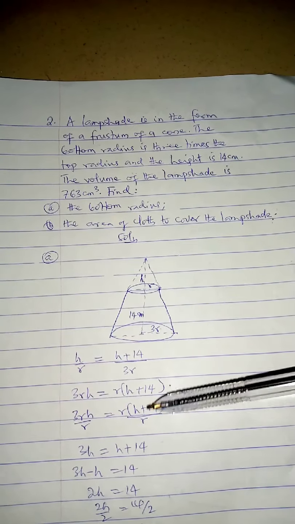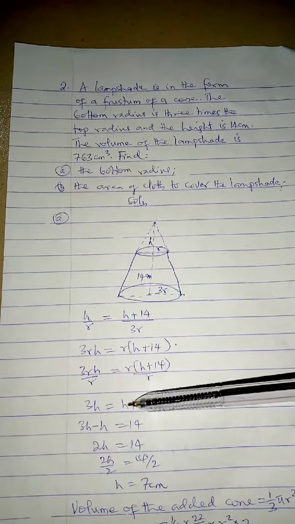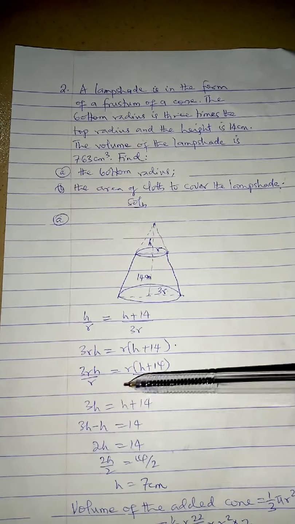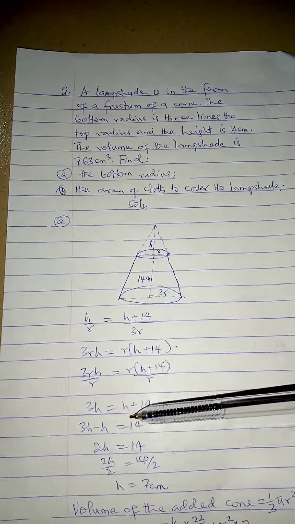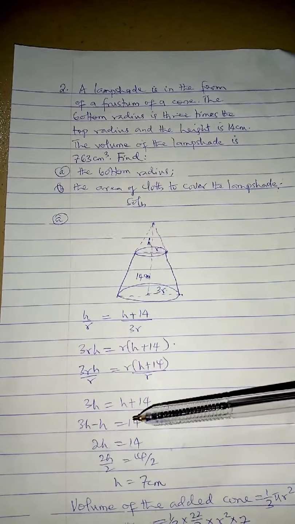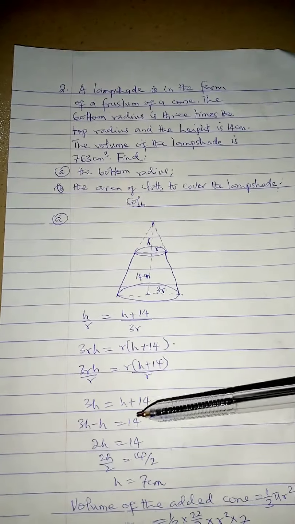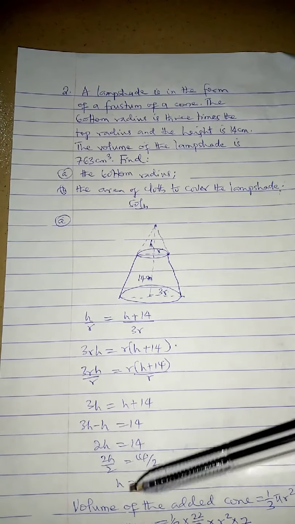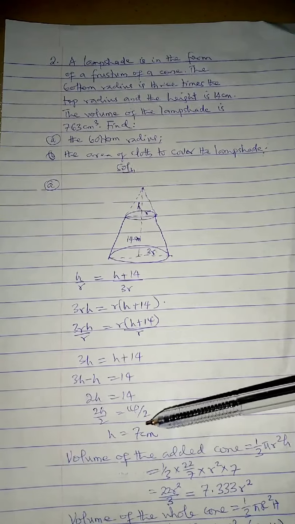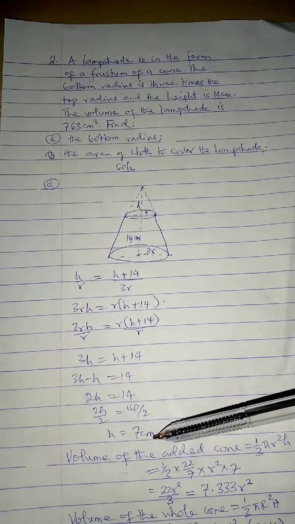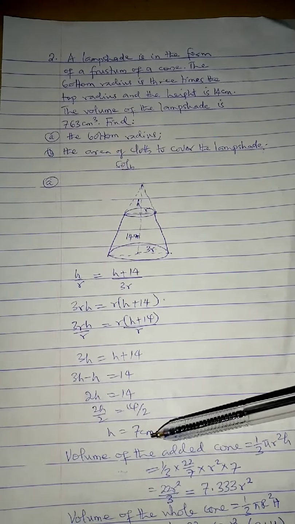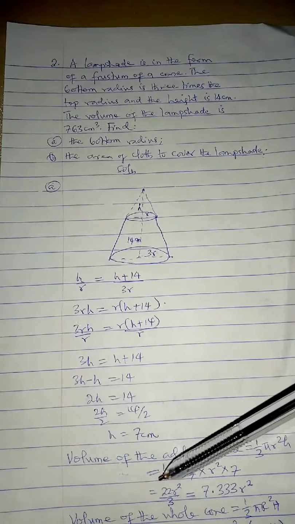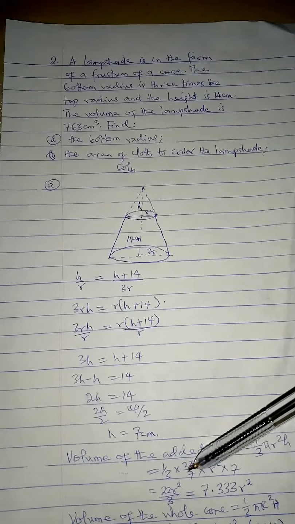Divide through by r, and you have this. R will cancel here, you'll be left with 3h. R will cancel this, and you'll be left with h plus 14. Collect your like terms, and you will have 2h equals 14. H is 7 when you divide through by 2. Thereafter, since you are given the value for volume, use it to get the bottom radius by following this step.